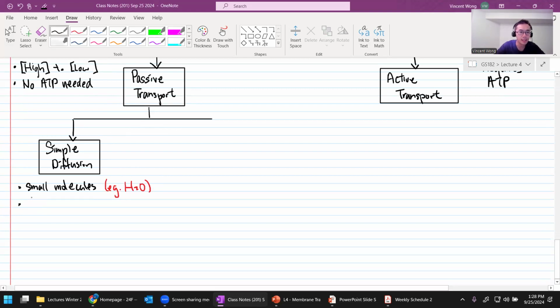Also, if it's hydrophobic molecules, it's going to be able to go through quite easily because if you remember the structure of the cell membrane, there is a thick layer of hydrophobic tails in between, right? So if a molecule is hydrophobic, it will have no problem crossing that thick layer of hydrophobic tails. So things like steroids, okay, they will be able to go through no problem. Okay, like steroid hormone.